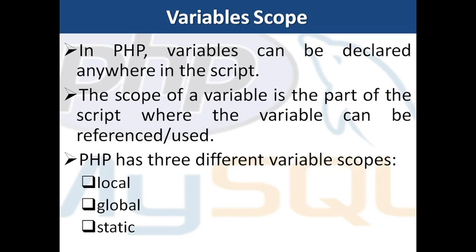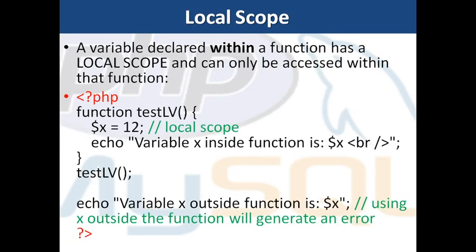Variable scope. In PHP, variables can be declared anywhere in the script. The scope of a variable is the part of the script where the variable can be referenced or used. PHP has three different variable scopes: local, global, static. A variable declared within a function has a local scope and can only be accessed within that function.